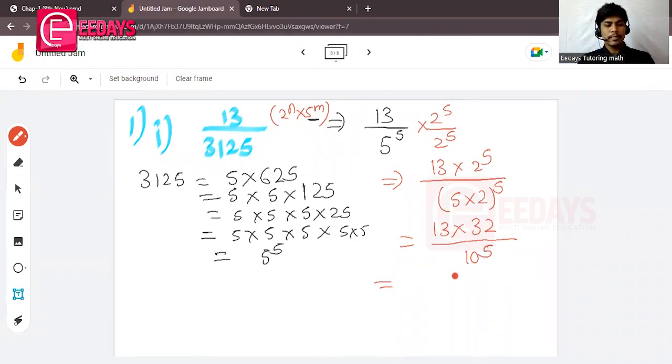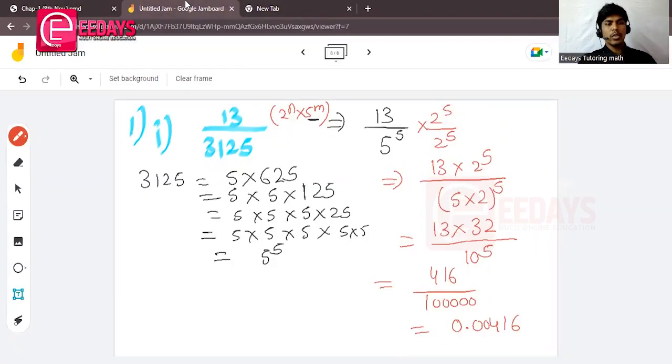13 into 32 gives 416. 416 by 10 power 5, which is 1, 2, 3, 4, 5 places, so you'll get 0.00416. Am I doing wrong? One zero added. Okay, so we'll get the decimal expansion like this.